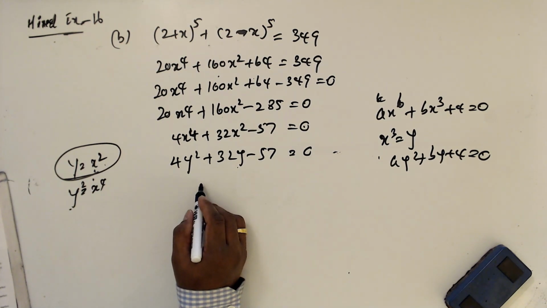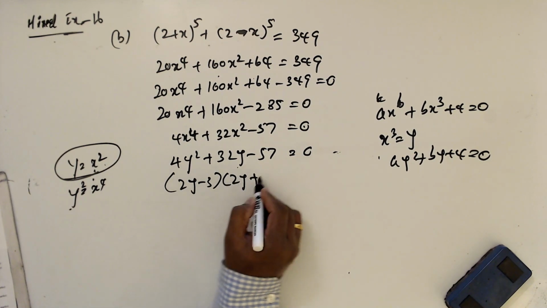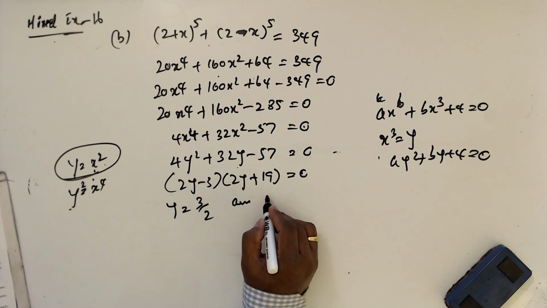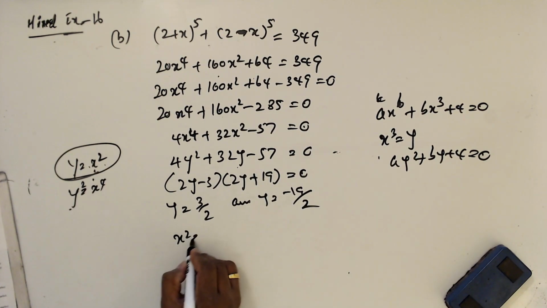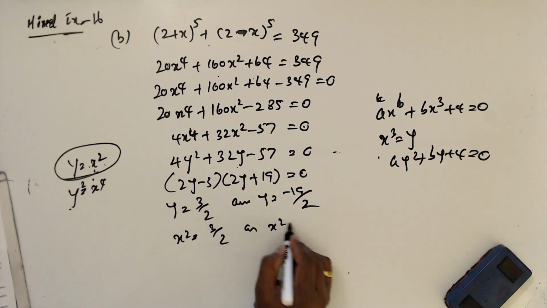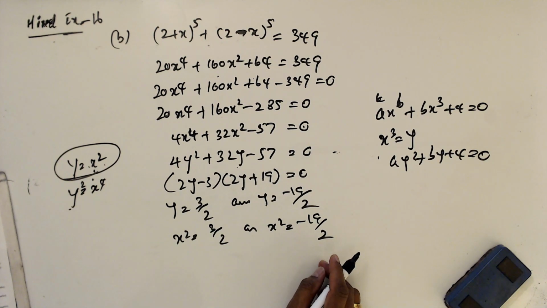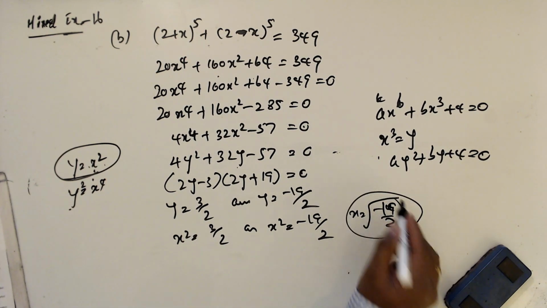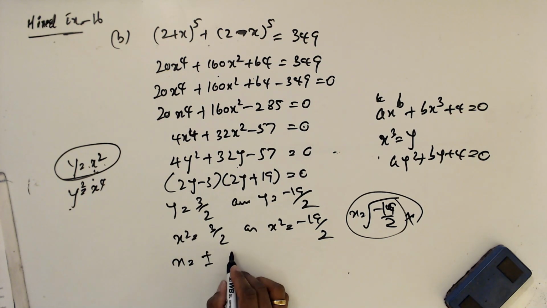Yes, we can factor it. (2y − 3)(2y + 19) equals 0. Y equals 3 over 2 and y equals minus 19 over 2. Now we substitute back: x square equals 3 over 2 and x square equals minus 19 over 2. So we can't work on this one, because except in complex numbers, we can't find the root. So then x equals plus or minus the square root of 3 over 2.